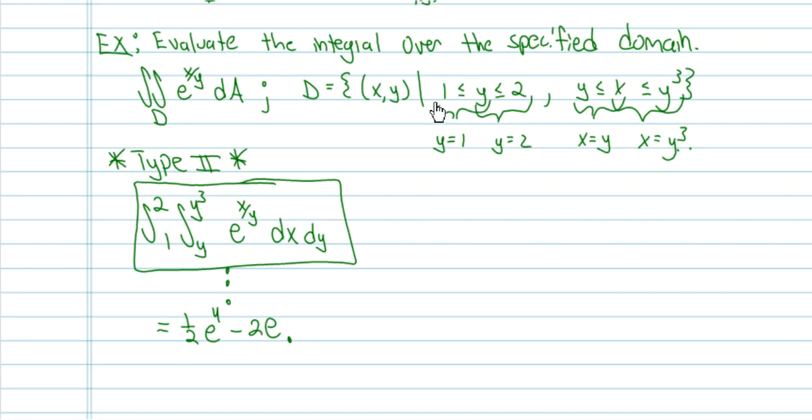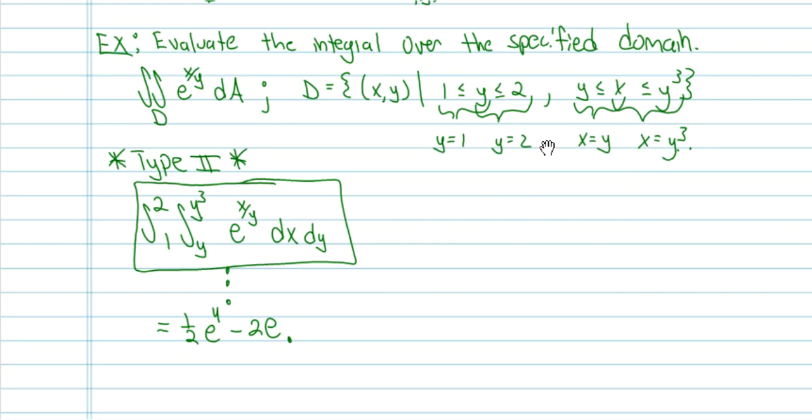Now in here I've drawn this little diagram, or this little device, that helps to say that for the lower bound for y, we're going to take y is equal to 1. For the upper bound for y, we're going to take y is equal to 2. We're going to keep these two equations in our back pocket. Then, looking at these restrictions for x, we're going to take the lower bound restriction where x is equal to y and the upper bound restriction where x is equal to y cubed.